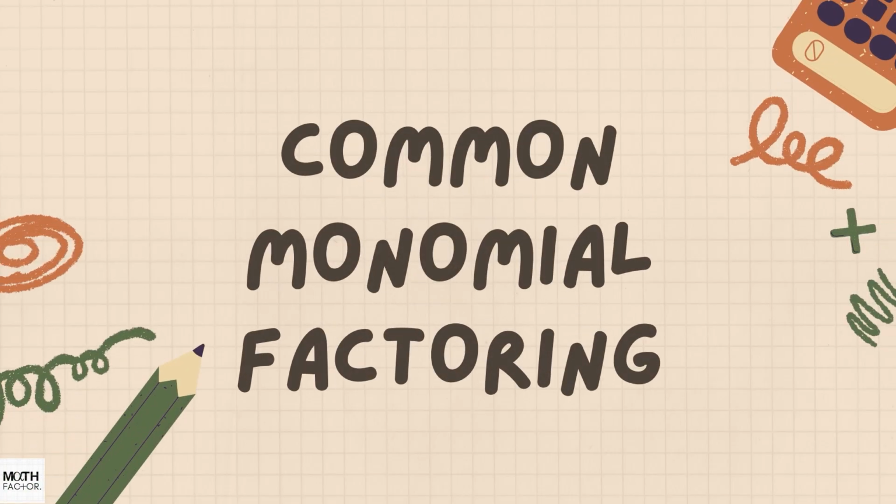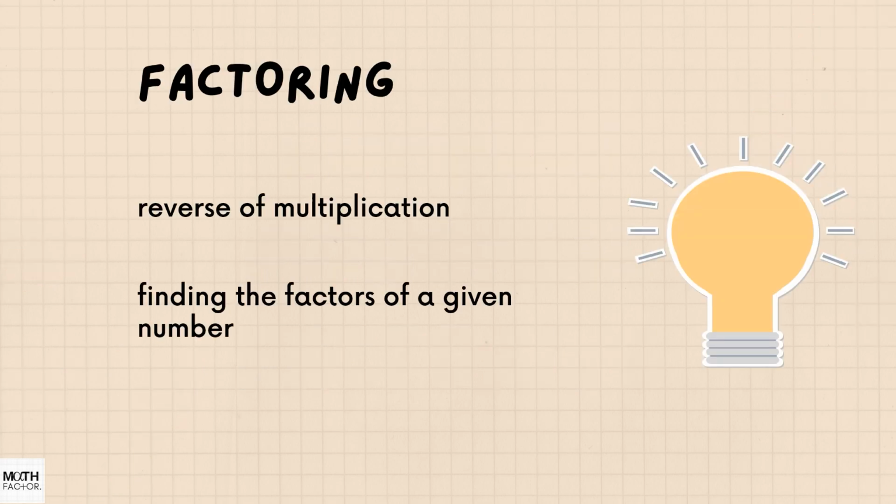Let us start with the definition of factoring. Factoring is the reverse of multiplication. It is finding the factors of a given number. And to be able to factor, we must know what prime factorization is.